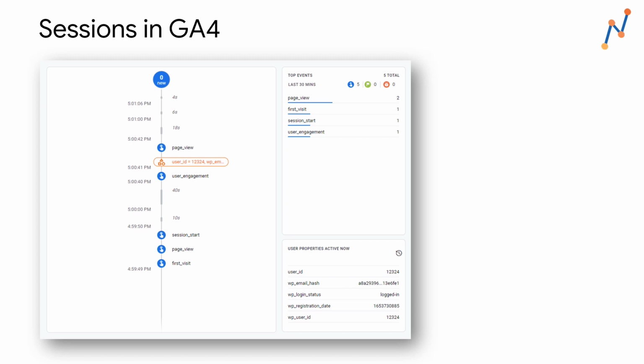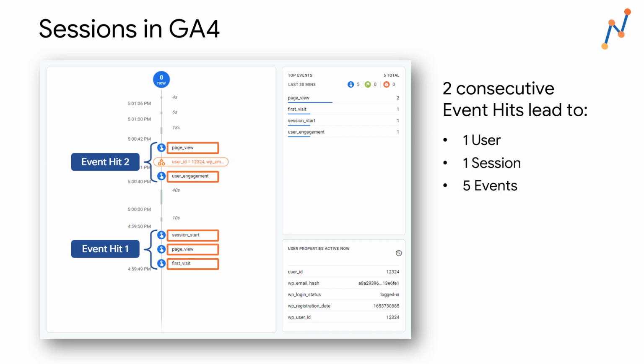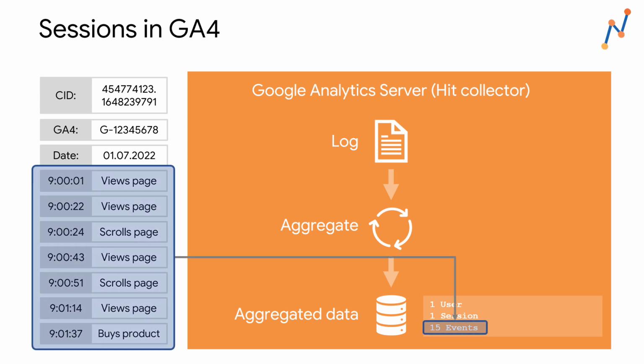So now you will come to the conclusion that the first event hit from the user session will be divided into 3 events in GA4, and the second event hit will result in 2 events in GA4. And these 2 consecutive event hits lead to 1 user, 1 session, and 5 events in Google Analytics. So now you know why the number of events in the previous scenario is more than twice as high compared to the number of interactions.